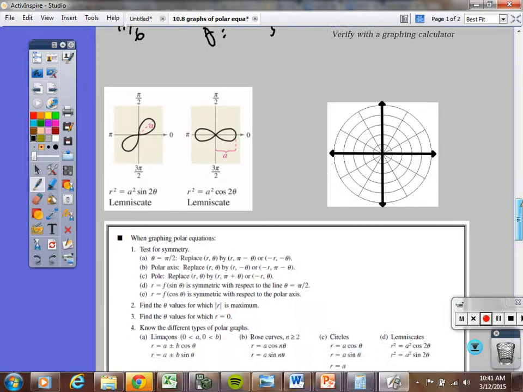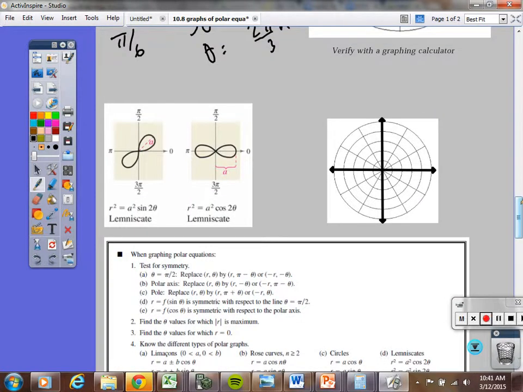Really quickly down here, same kind of thing. A lemniscate is when this is squared. Just kind of plug them in as well, but look for those, okay?